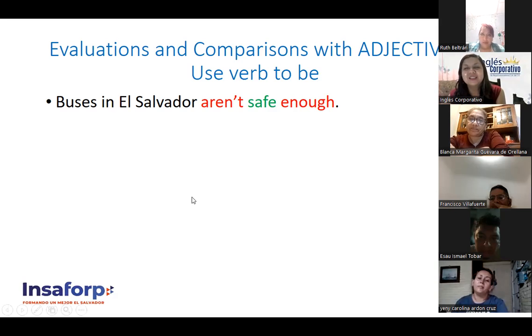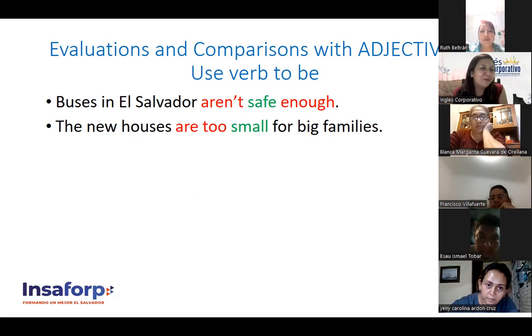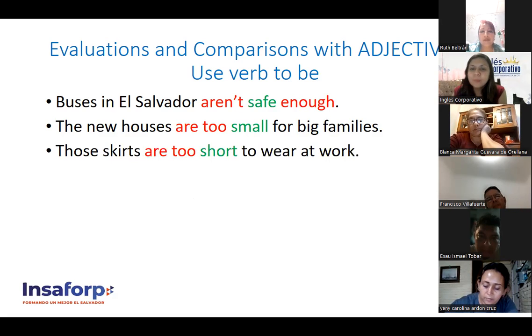Okay, now next. The new houses are too small for big families. True or false? True. Too small for big families. And this is another example. Those skirts are too short to wear at work, right? Mini skirts. Mini skirts are too short to wear at work. So don't wear mini skirts, please.